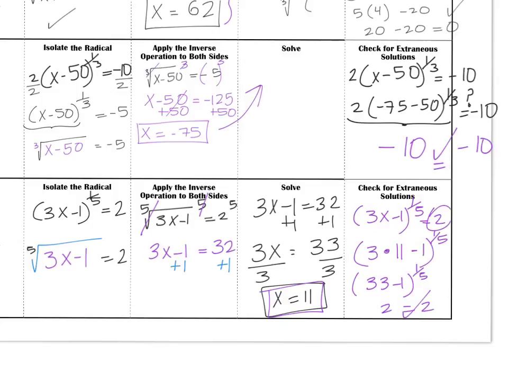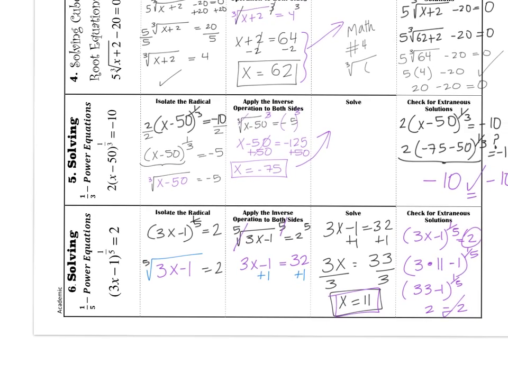This is how you solve if it's this type of radical. It doesn't matter what the index is. You always use that, and you raise both sides of the equation to that power.